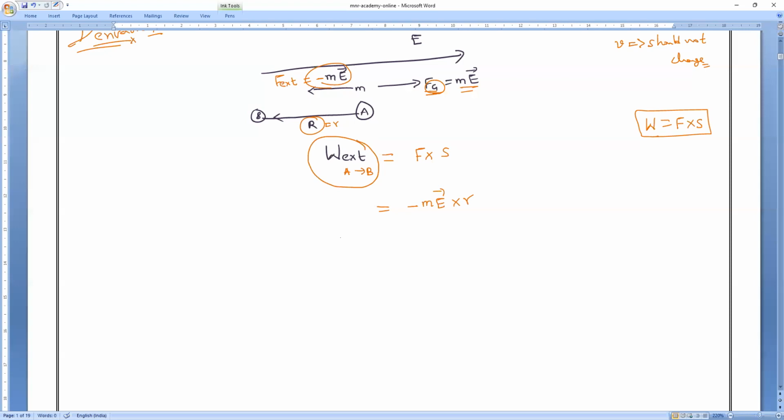Now, the work done by the external force: what do we mean by it? We all know that the potential is the work done. So what is the change in potential difference from A to B? Final potential minus initial potential, VB minus VA, is equal to the work done from A to B for transferring a mass M. So that is the formula.